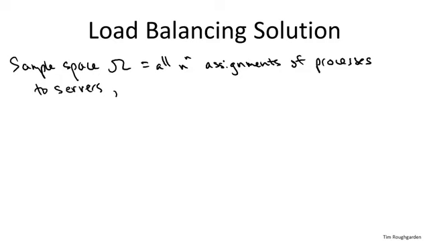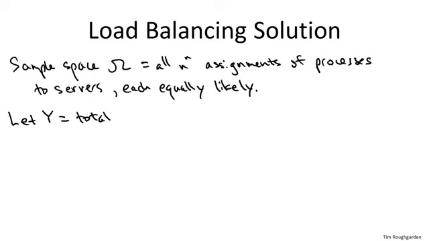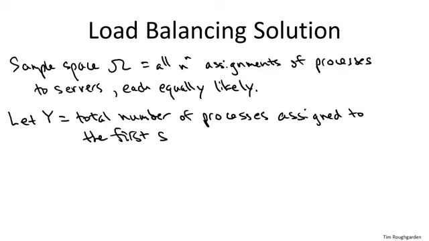Moreover, because each process is assigned to one of the servers uniformly at random, each of these n to the n assignments is equally likely, probability 1 over n to the n. Now that we have a sample space, we're in a position to define a random variable. And we already know what random variable we care about. We care about the average load of a server.